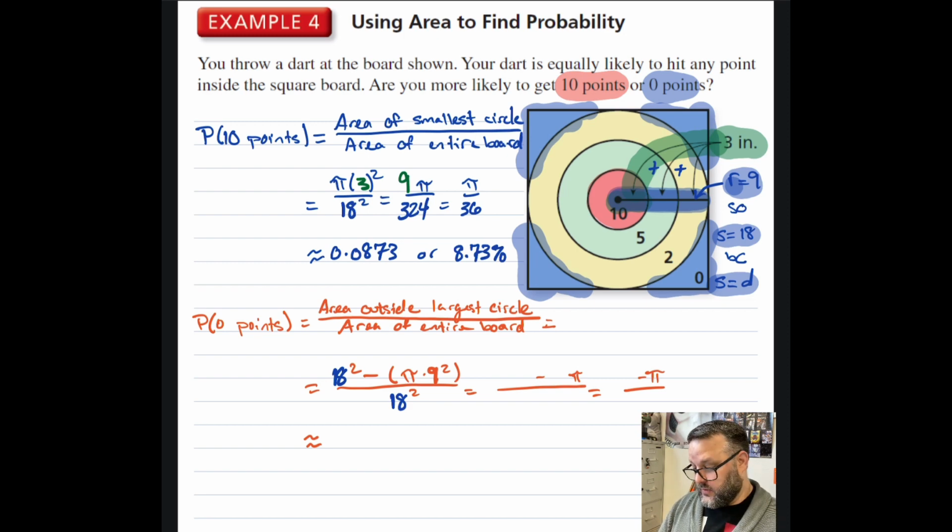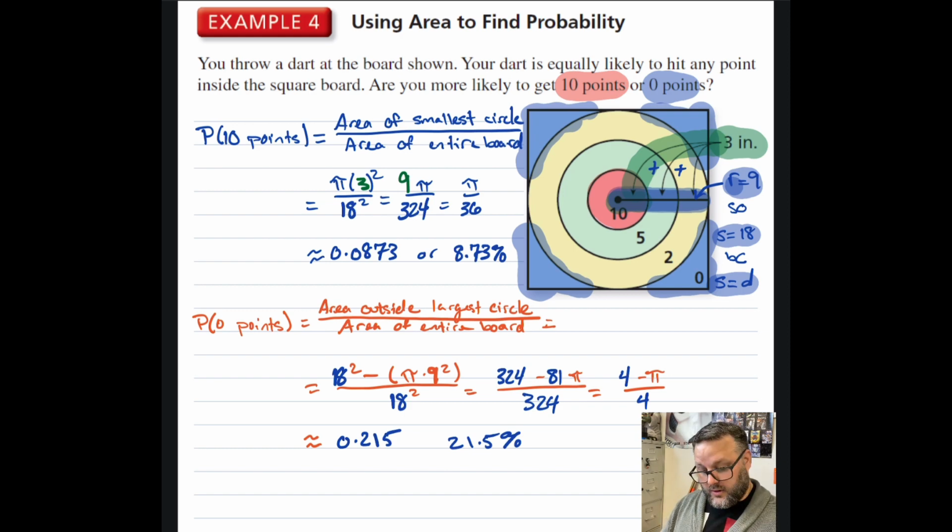So if I go through and punch all these in, I get 324 minus 81 pi over 324. Now, when everything simplifies, I get 4 minus pi over 4. Trust me. Because 81 goes into 324, I can take that out and cancel in the denominator, and I'm left with 4s. That's how that works out. So that ends up being 0.215, or 21.5% chance I'm going to hit 0 points.